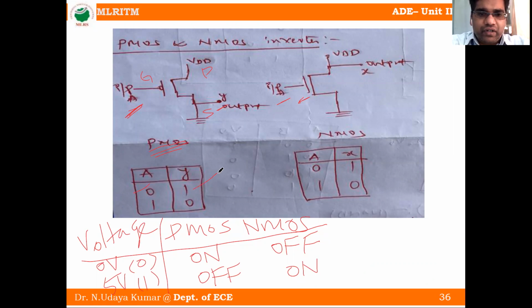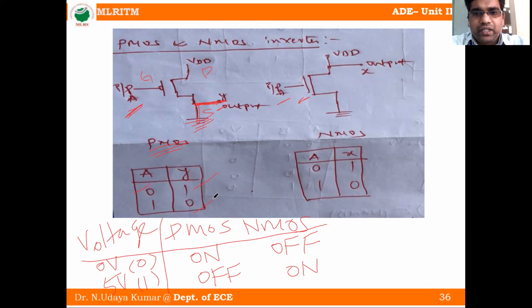Similarly, whenever 1 is given to the input, this transistor is off. The transistor being off means there is a cut between VDD and ground. So the output is directly connected to ground, which means the output is equal to 0.